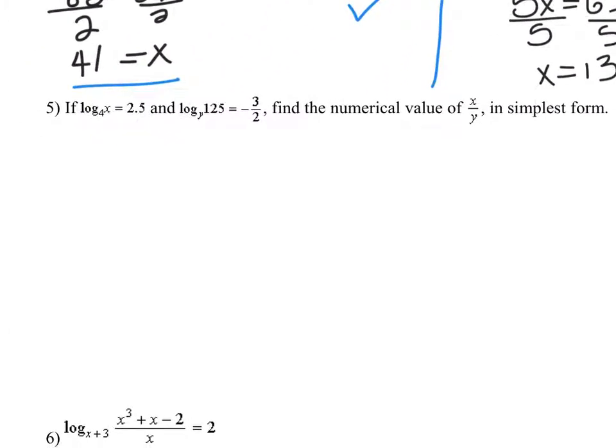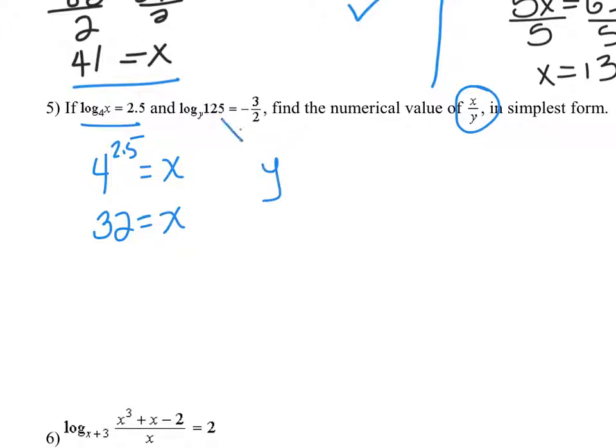Down here, it's just an interesting problem. Just got to do some thinking. You just have to solve each one of these. Find the numerical value of x divided by y. So basically, you're going to figure out what this value is. Switch it around, and this becomes 32 is equal to x. And this one here is y to the negative 3 over 2 equals 125. Flip the exponents, and you get y is 1 over 25.